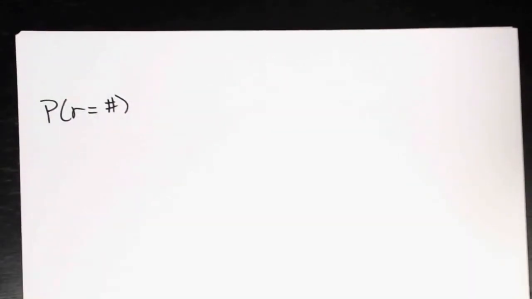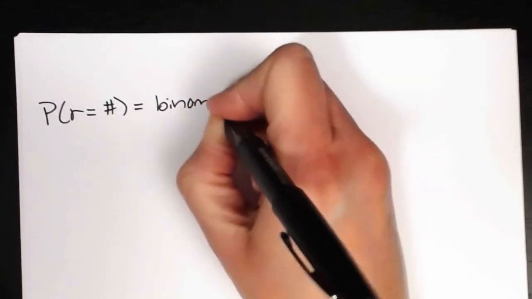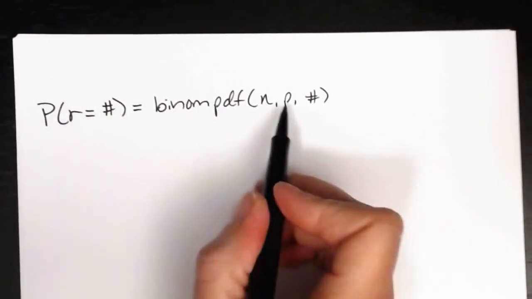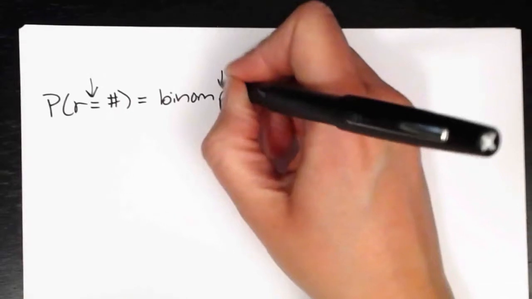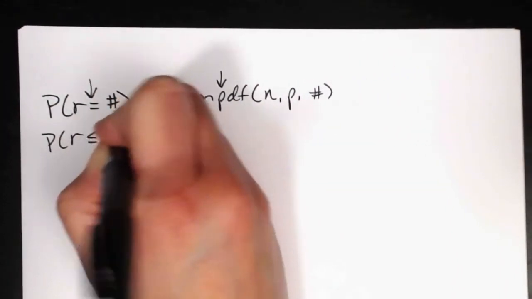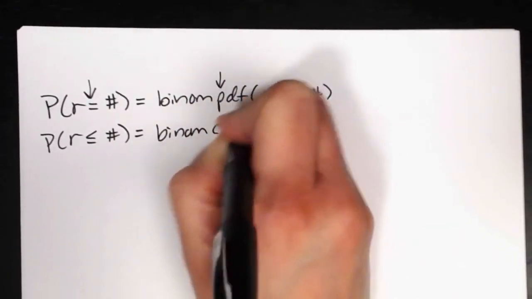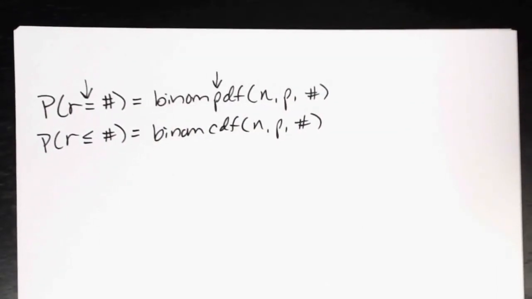So if you start with a statement that you want the probability that the number of successes is exactly equal to some numeric value, that's when you just use binom PDF n, p, whatever that number is. Okay, that's just straight up, if there's an equal to, goes right into binom PDF. If there is a less than or equal to here, that goes straight into binom CDF, n, p, whatever that number was.